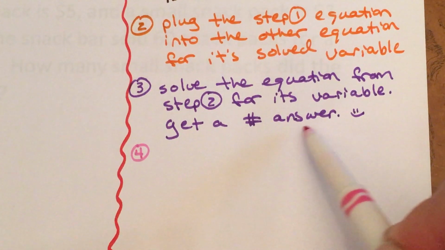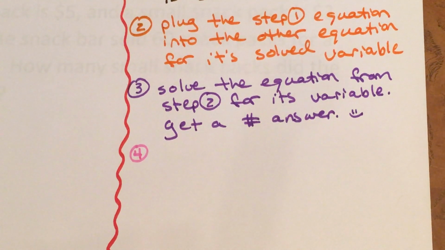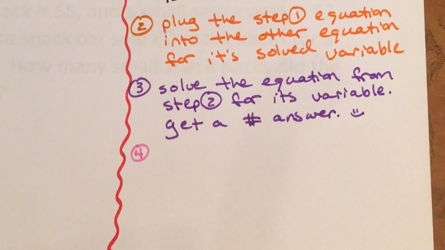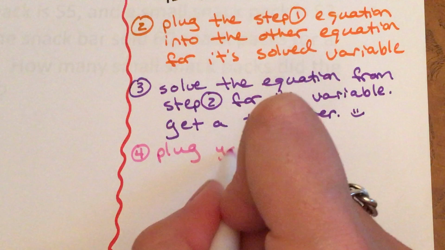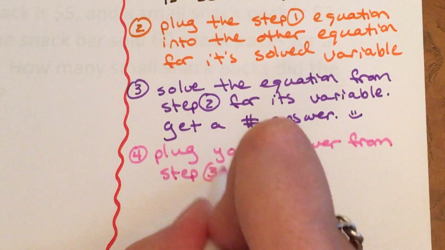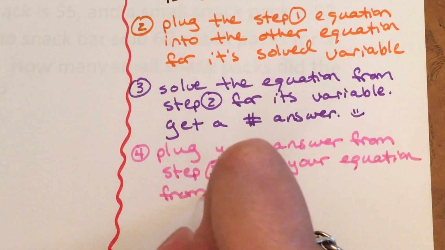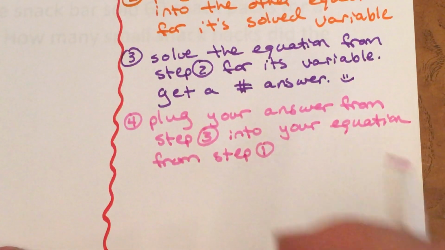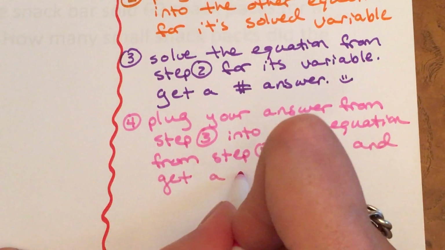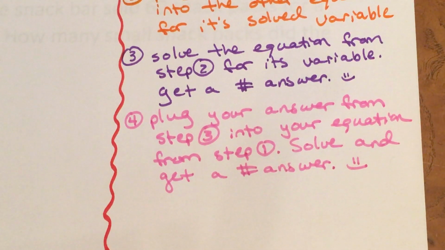So this number answer that you got in step 3, you are going to plug that back into your equation from step 1 for its variable, and then solve that equation and get another number answer. This is the other half of your final answer.